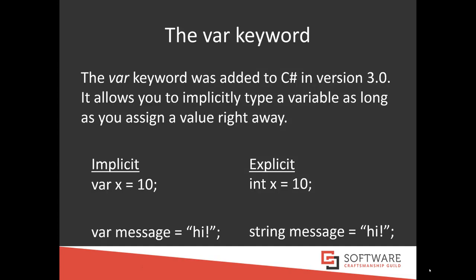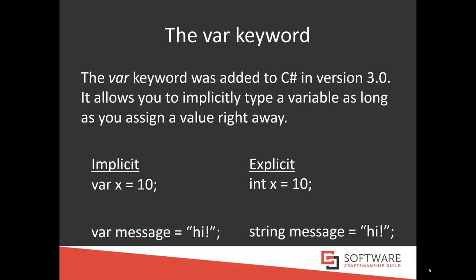Lastly, I want to talk about the var keyword. The var keyword was added to C# in version 3. We're currently on version 5. And it allows you to implicitly type a variable as long as you assign it a value right away. So here's two examples right next to each other of the difference between implicit using var and explicit using the real type. I can say var x equals 10, and 10 will be an integer. I could also say int x equals 10, and x will be an integer. Var looks at the type that you assign it, and it makes the variable that type for you.